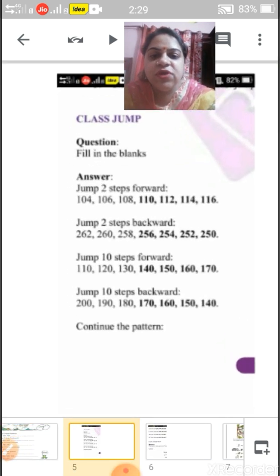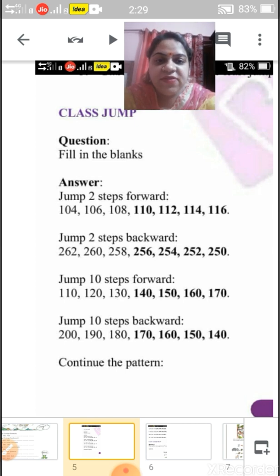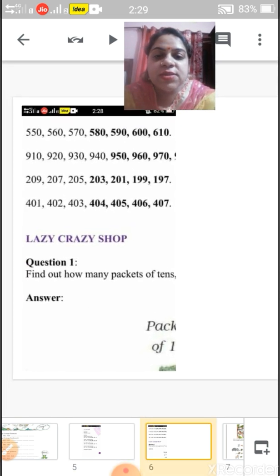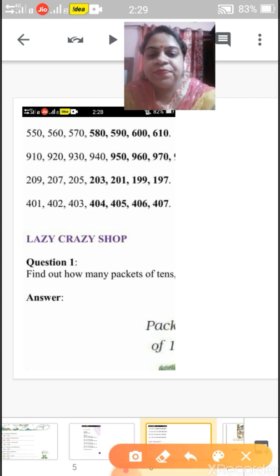Now let's have a look at your solution. I have given you the solution also. You did this properly with 2 steps forward, backward and jump 10 steps forward, jump 10 steps backward. And same you will continue the pattern over here. What numbers are given here? They were using 10 steps forward. Same you will do for this.